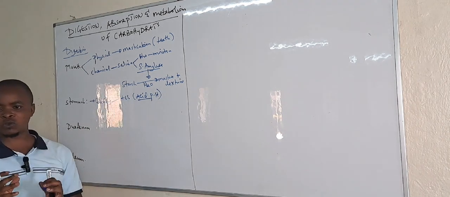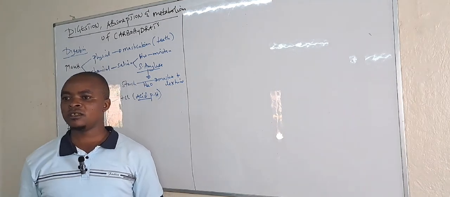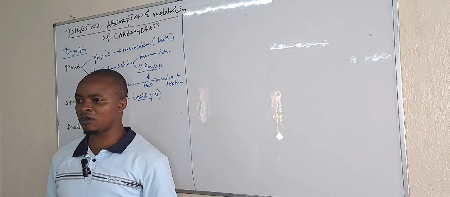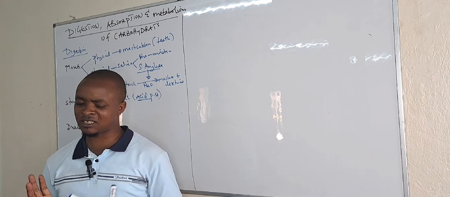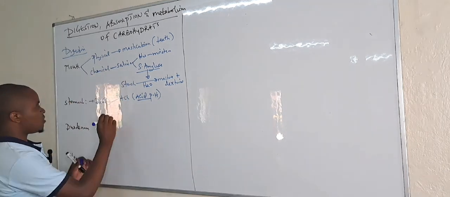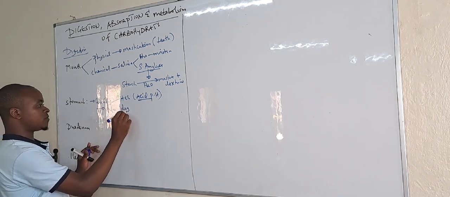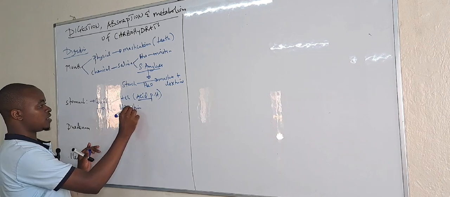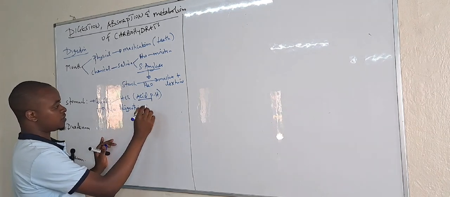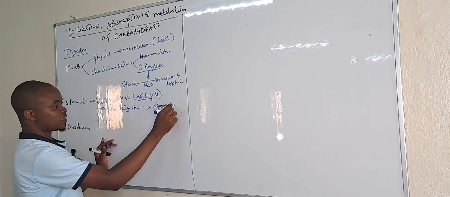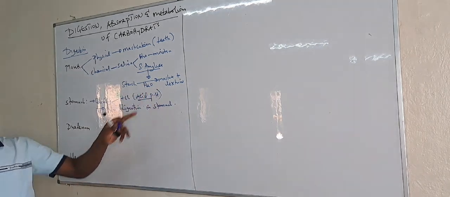Though some books, like Anatomy and Physiology by Tortora, will tell you that there is some enzyme called gastric amylase, it is not so common. So in summary, we say no digestion of carbohydrates in the stomach, due to the presence of acidic pH that inhibits the action of salivary amylase.